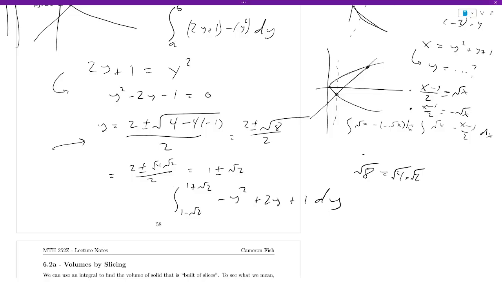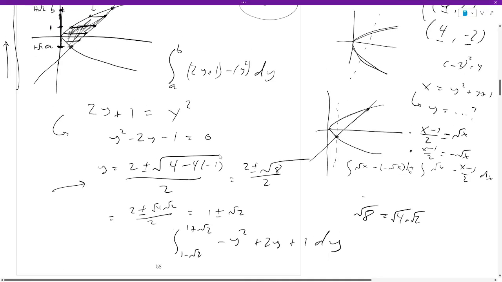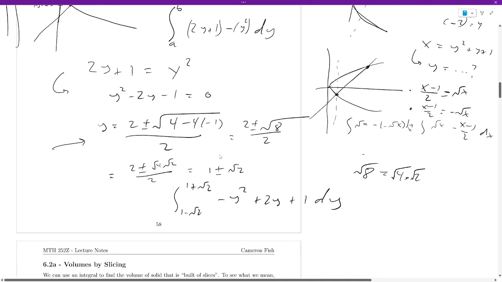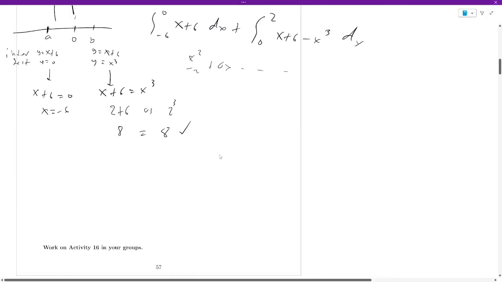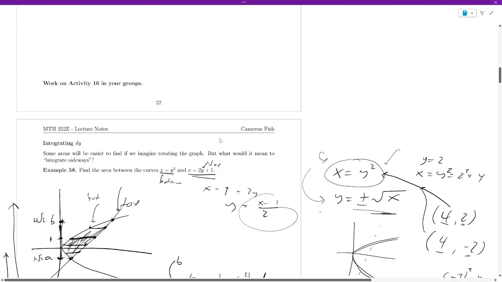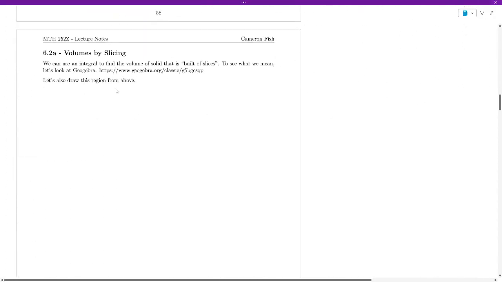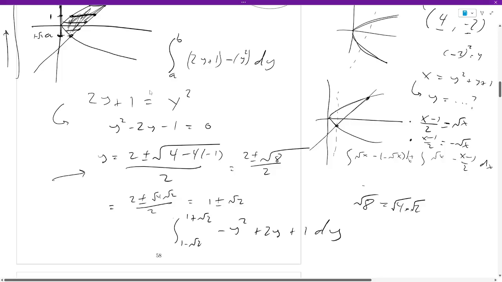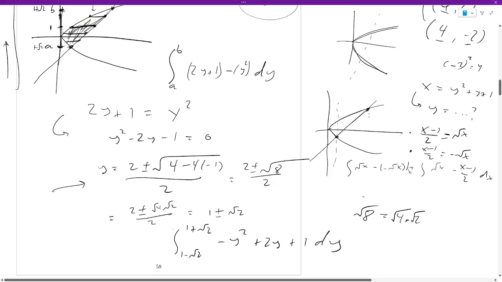Okay, cool. So I think that's most of what I wanted to say about 6.1. That's all area between two curves and sort of introducing the idea of using definite integrals to find volumes, masses, work. Next lecture, I will talk about volumes by slicing, which is another way to do volumes. But I'll pause this one for now and see you next time.